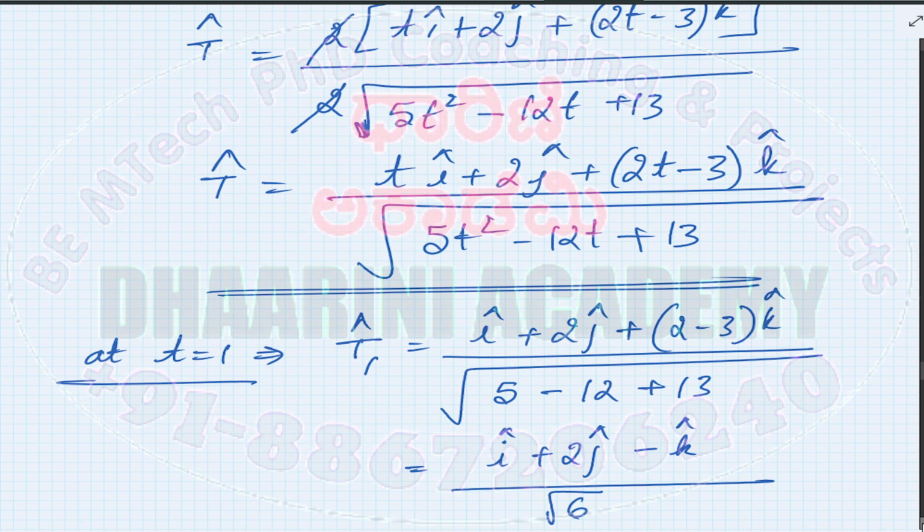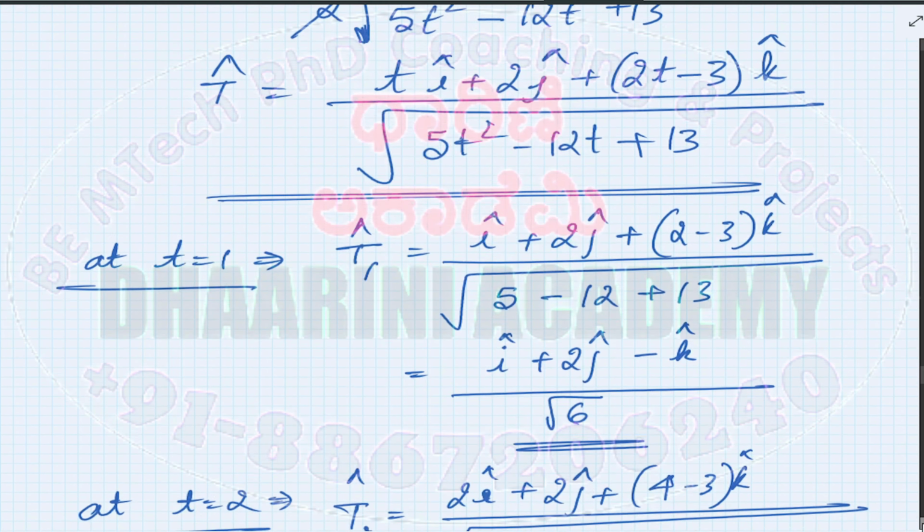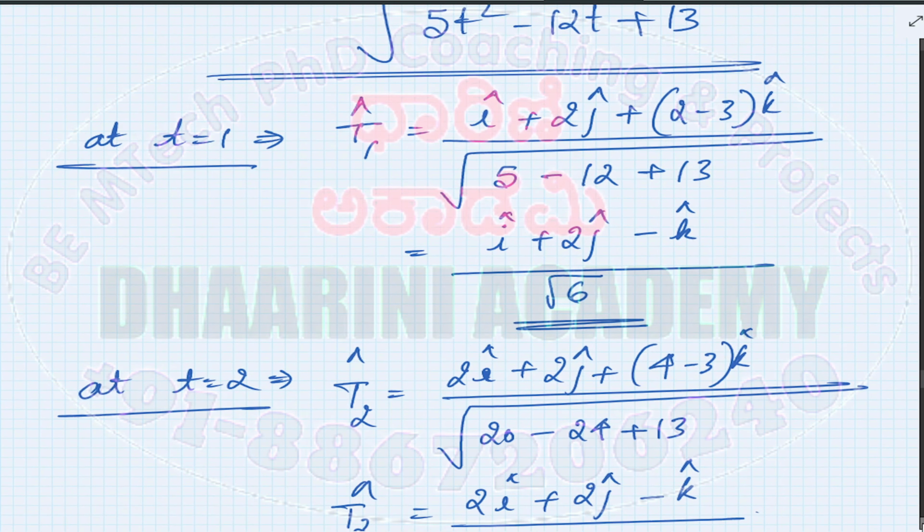That's the first part of the question, and you can see that in the same question, the second part states: find the vectors at t equal to 1 and t equal to 2 and find the angle between them. To find the angle between the vectors, we need the vectors first. So how do you find the vectors? Name them as t1 cap because it is a unit vector.